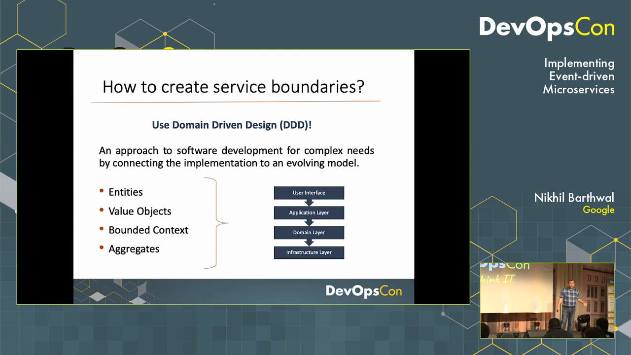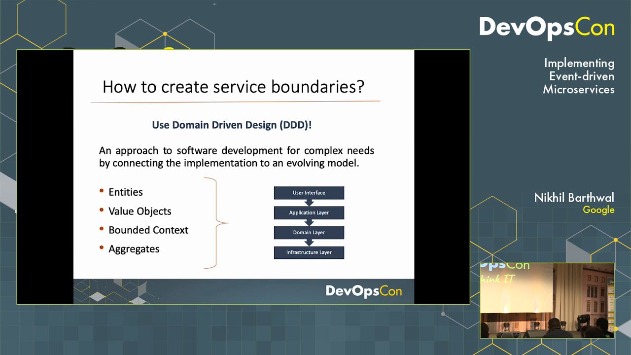So the question is, we know that we have the system and we have to partition it, and we have to partition it in a way that the interface makes sense. It has to be well designed, and the interface should not change too often. The question is, how do you practically do it? And one of the very common design methodologies that is used in this case is domain-driven design.